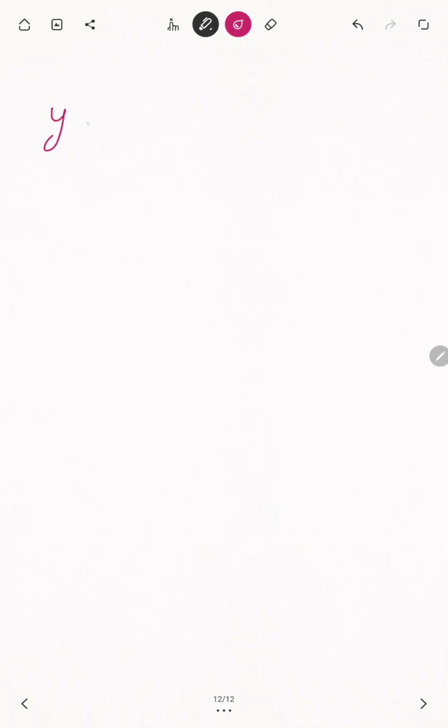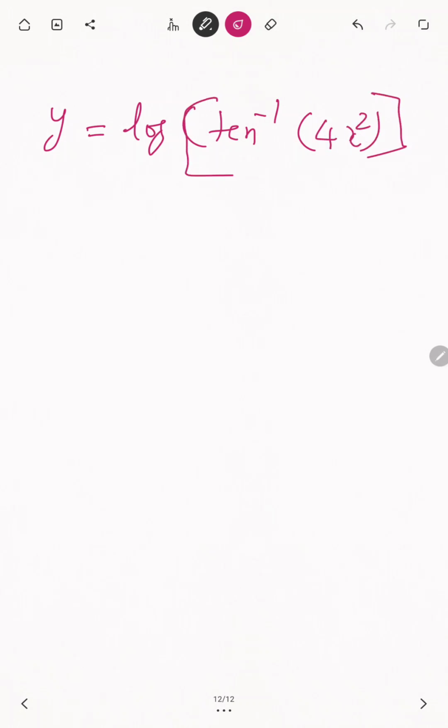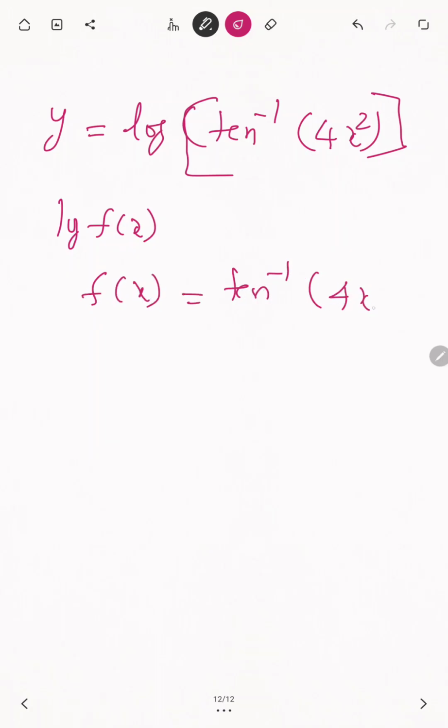Y is equal to cot inverse of, I am cancelling, log of tan inverse of 4x squared. This is what? Right, logarithmic of f of x. F of x is what? Tan inverse 4x square, correct?